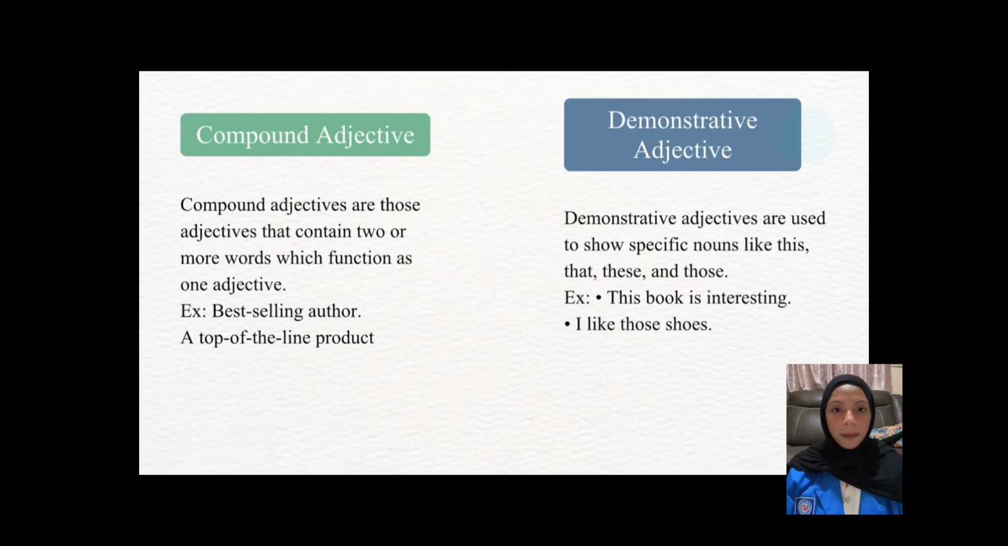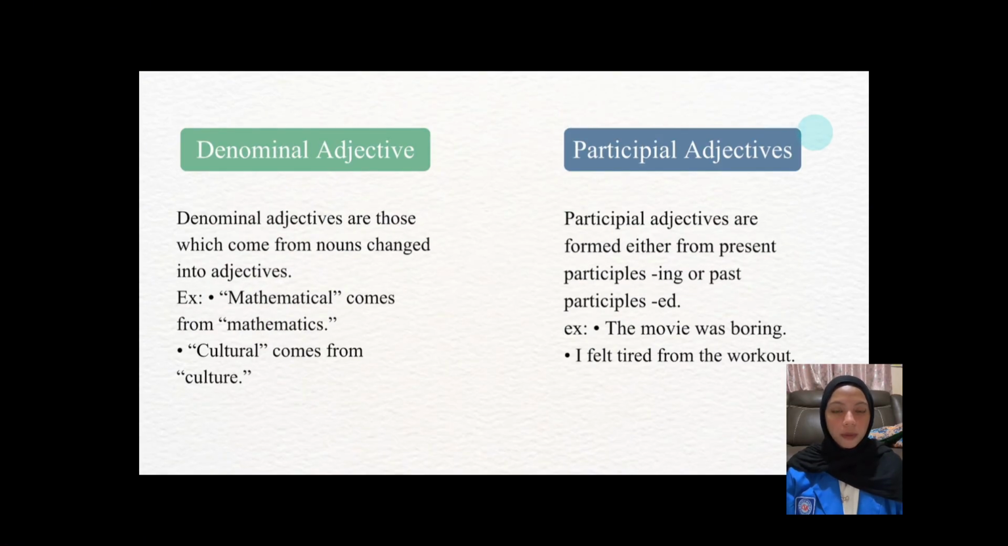We also have compound adjectives, which are made of two or more words acting as one adjective. For example, a well-known author or high-quality product. And then demonstrative adjectives, words like this, that, these, and those. For example, this book is interesting. I like those shoes.